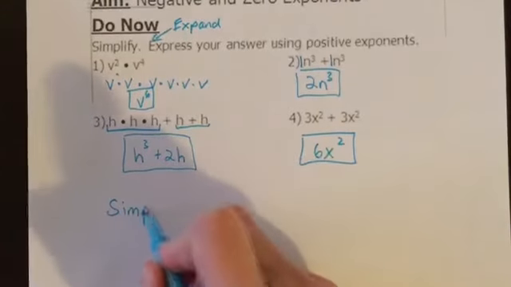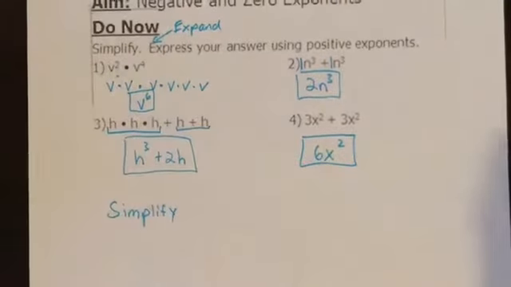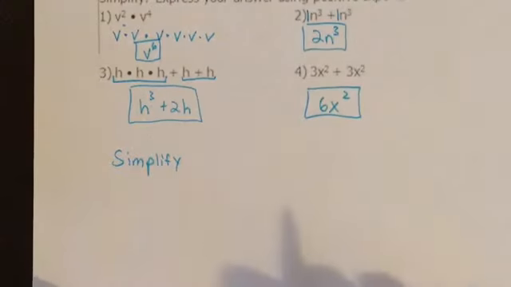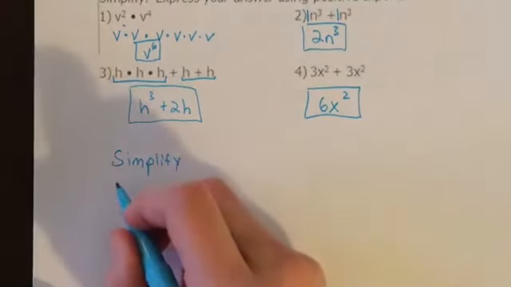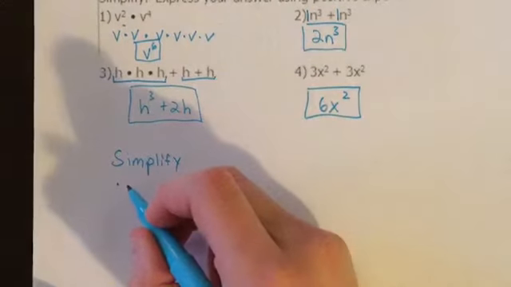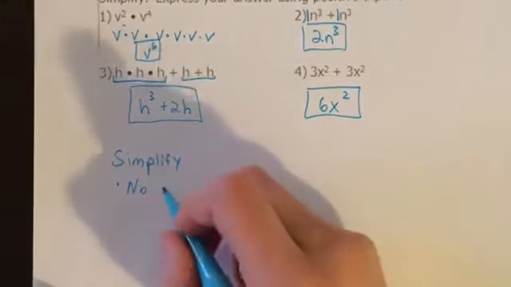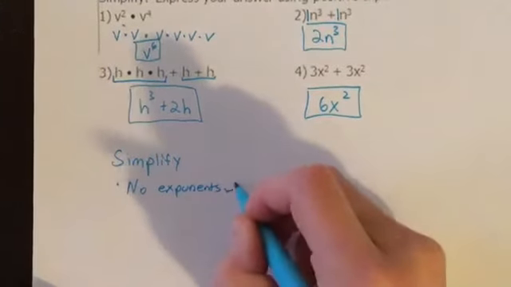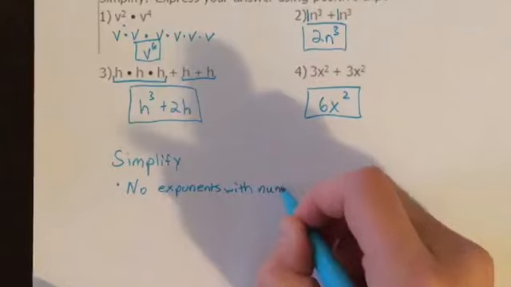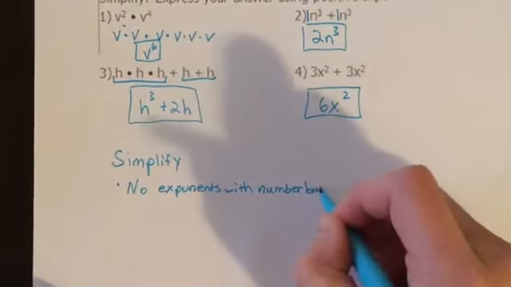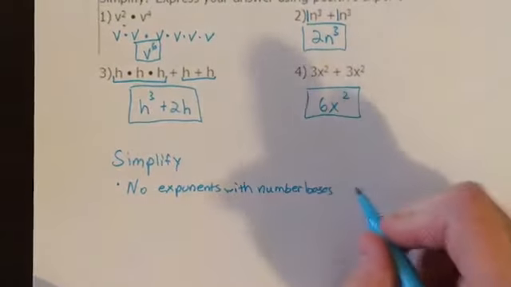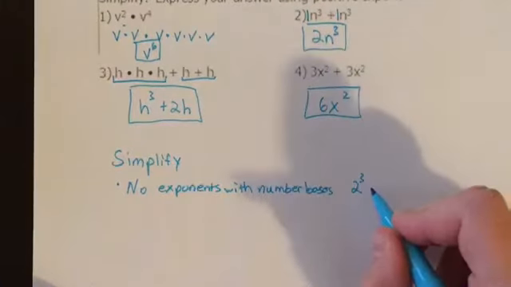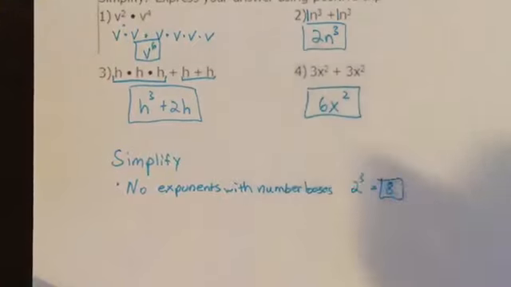Something we want to learn as we're working with exponents is, what does it mean for exponents to be simplified? What are we looking for when we simplify exponents? One of our rules is that in our final answer, we don't want any exponents with number bases. So for example, we don't want an answer with 2 to the third. Instead, we want to simplify that and say, oh, that's 8. That's simplified.